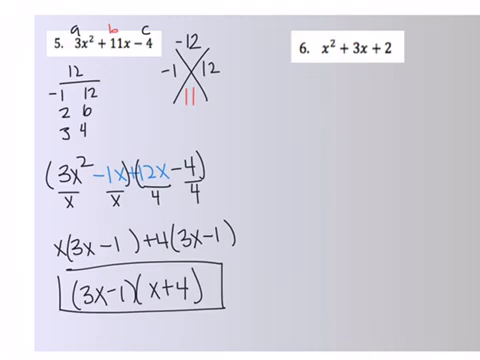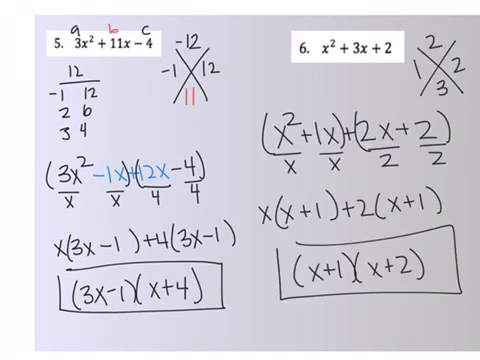Again, try number 6 on your own. Think, go through your steps. Do they have a GCF in common right away first? If not, set up your x and then factor by grouping. Pause the video, try it, come back and check your work. So I ended up with x plus 1 times x plus 2. If you got anything different, please come chat with me before moving on with the video.